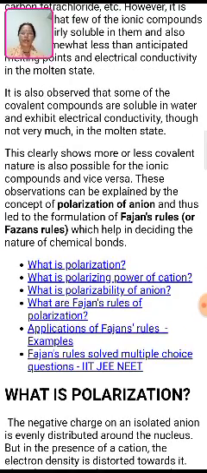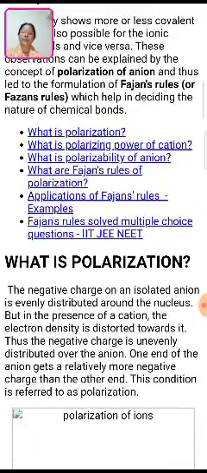So what is polarization? What is the polarizing power of cations? What is polarizability of anions? What are Fajans rules for polarization? Applications of Fajans rules, examples. Fajans rules solved multiple choice questions, etc. So likewise this point is very important for the knowledge and for the skill purposes. So let us see what is the polarization.